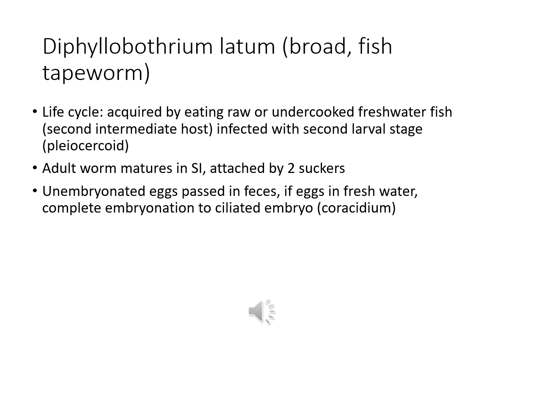There's also a new species, just for your FYI, known as Taenia asiatica, and that is from Asia. Diphyllobothrium latum is the broad fish tapeworm. It is acquired by eating raw or undercooked freshwater fish, so that kind of makes us the second intermediate host. We are infected with the second larval stage. The adult worm matures in the small intestine and attaches to the intestine by 2 suckers. Unembryonated eggs can be passed in the feces. If the eggs are in fresh water, they complete embryonation to the ciliated embryo, or what we call a coracidium.